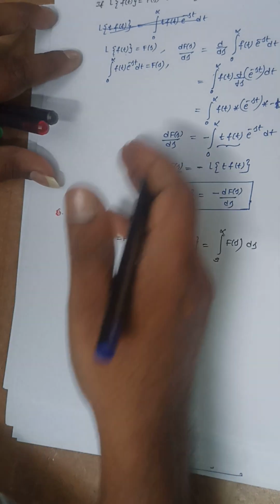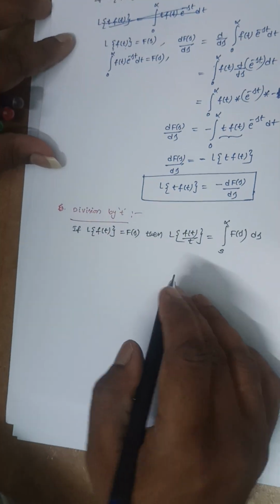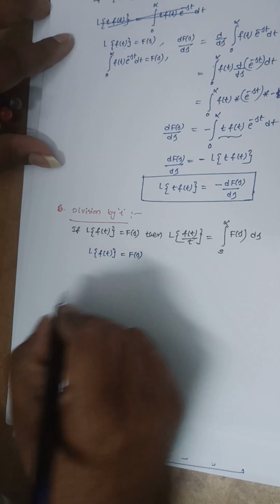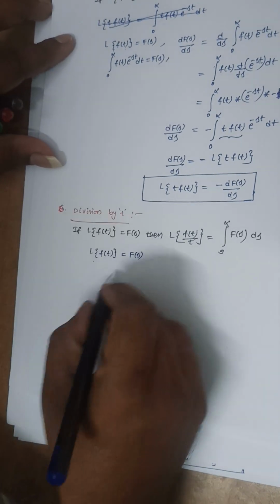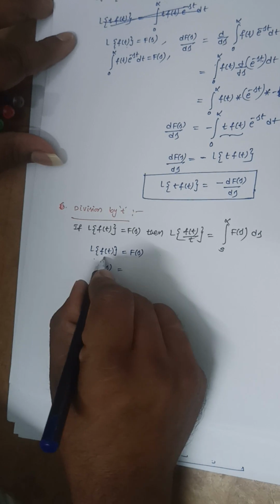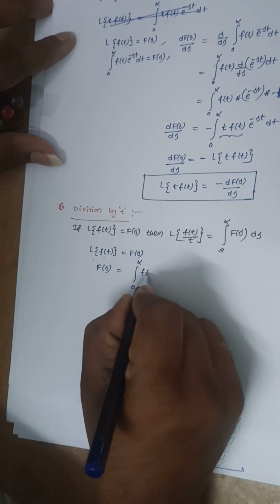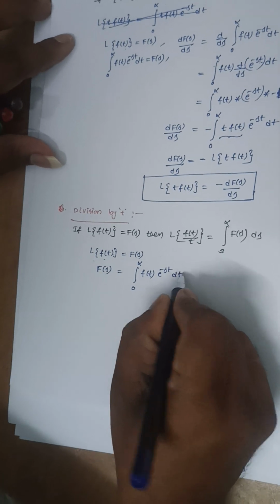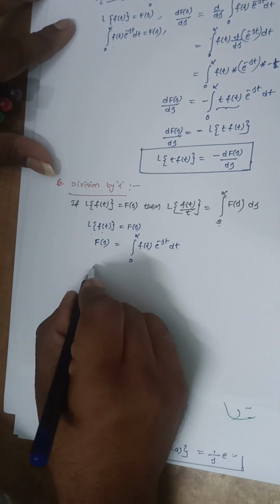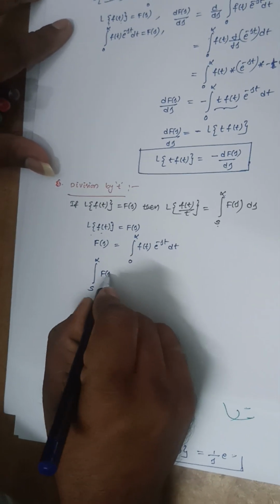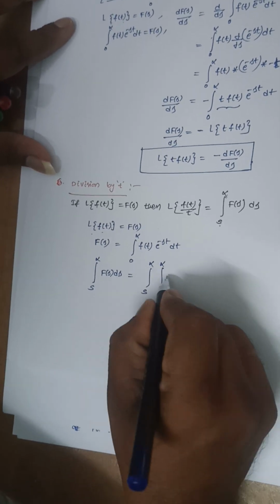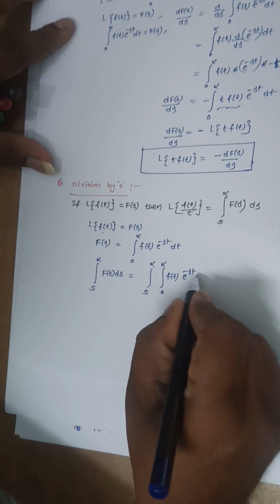So the procedure is the same as that of this one. Instead of differentiation, I am doing the integration here. Laplace transform of f of t is equal to f of s. And this f of s is Laplace transform of f of t, I can write it as 0 to infinity f of t e power minus st dt. And apply the integration on both sides with these limits s to infinity. Integral s to infinity f of s ds, integral s to infinity, integral 0 to infinity f of t e power minus st dt.